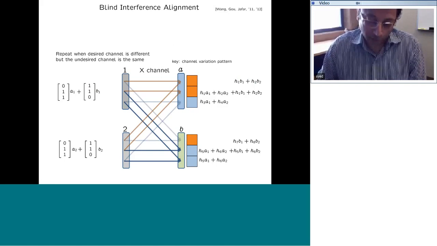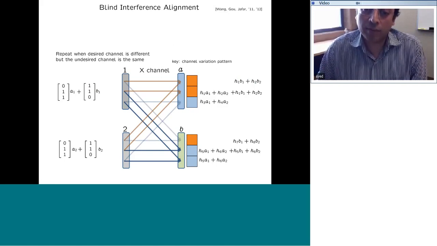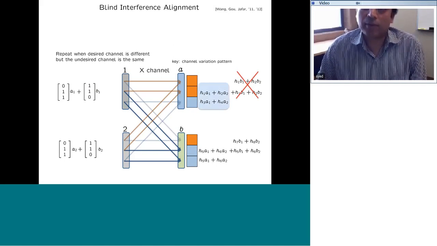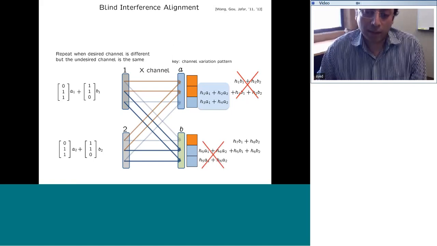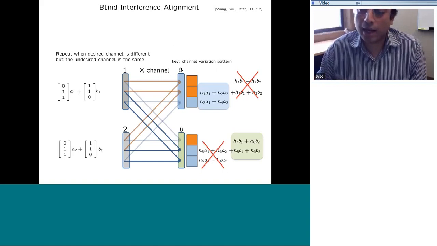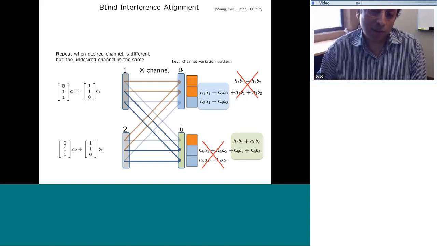Can they all recover what they want? Well, let's look at receiver 1. The undesired variables, B1 and B2, appear twice in the same way. You can just cancel it. First equation subtract from the second, that gets rid of B1 and B2. And what you're left with is 2 equations in 2 variables that you care about, from which you can solve A1 and A2. Similarly, at receiver B, the A1 and A2 that are interference are aligned, so you can cancel that, and you're left with 2 equations, 2 variables from which you can solve B1 and B2.